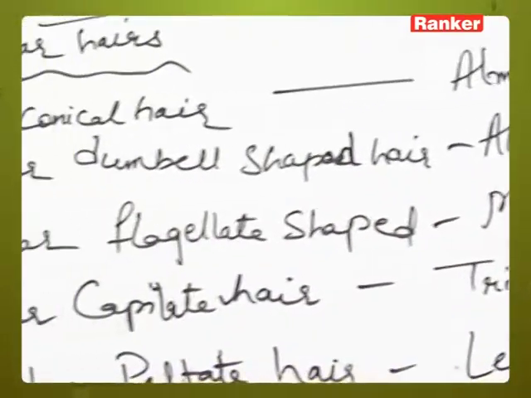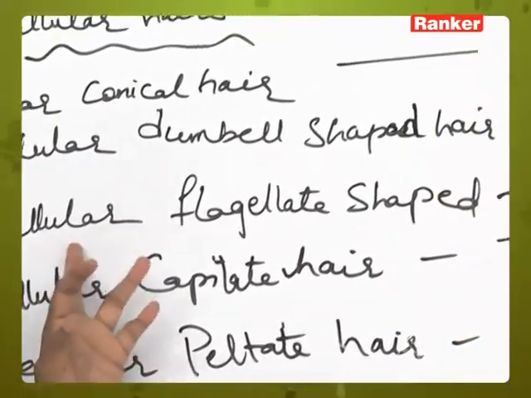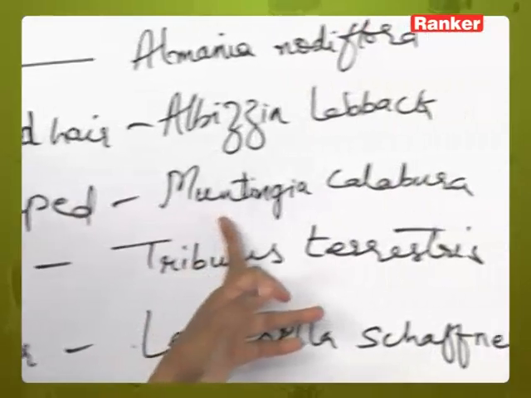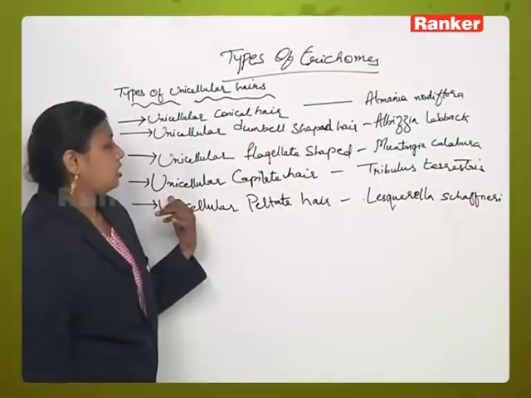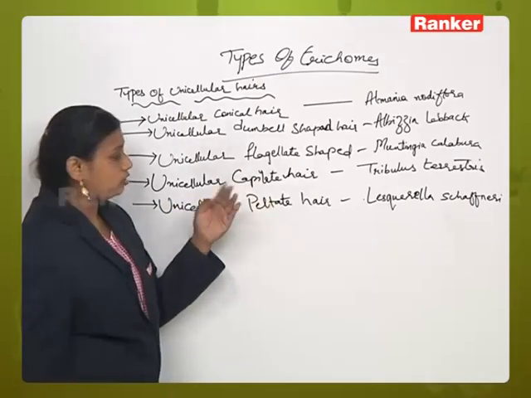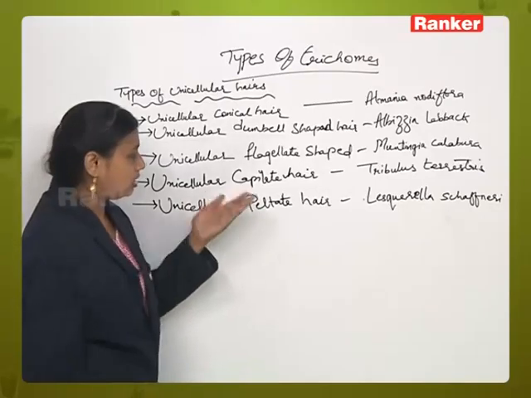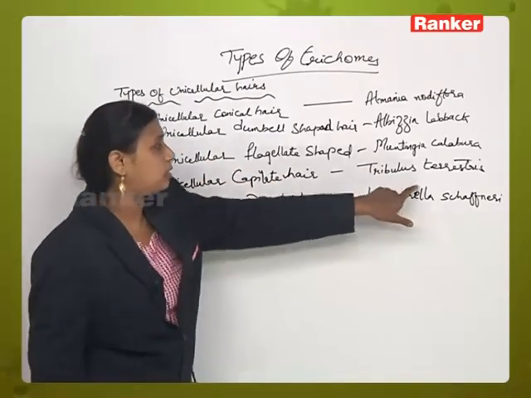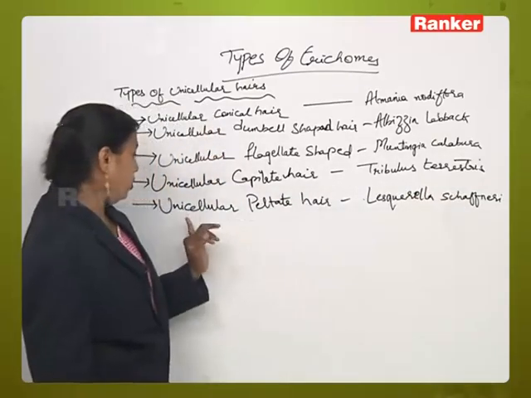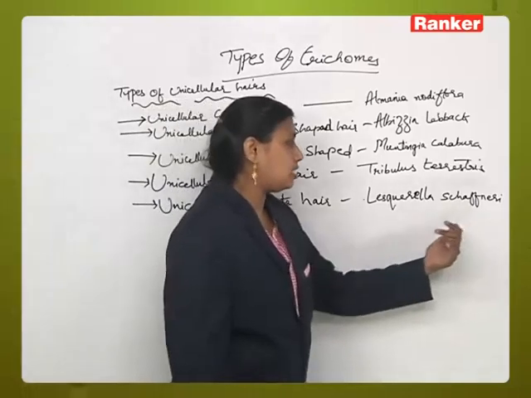Next, another one is unicellular flagellate shaped. The body will be in the form of a whip-like flagellum structure. Here the example is Muntingia calabura. Next one is unicellular capitate hair. The topmost body portion of the hair will be in the form of a cap, so we call that structure a capitate hair. This type of unicellular capitate hair is seen in Tribulus terrestris. Another one is unicellular peltate hair. This is seen in Lescurella scaffinaria.